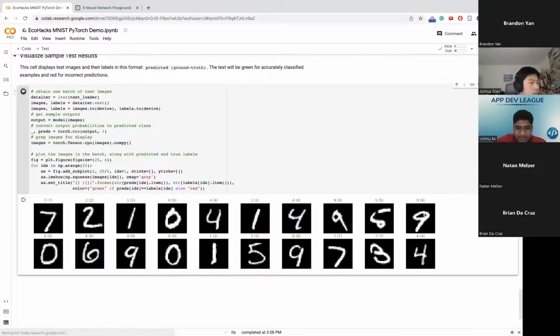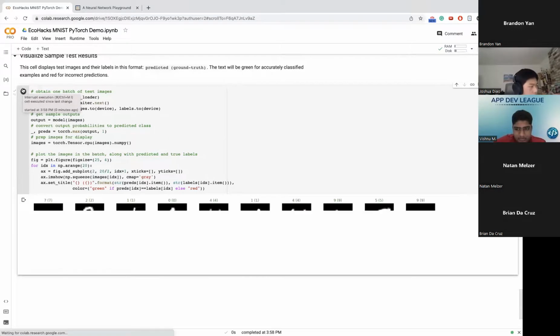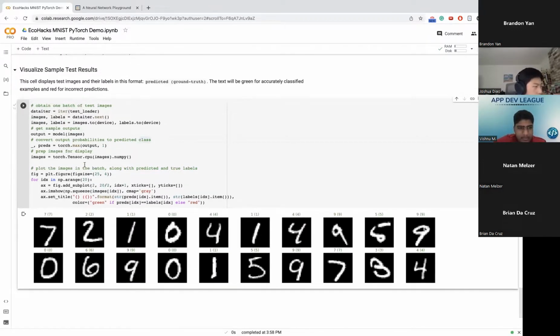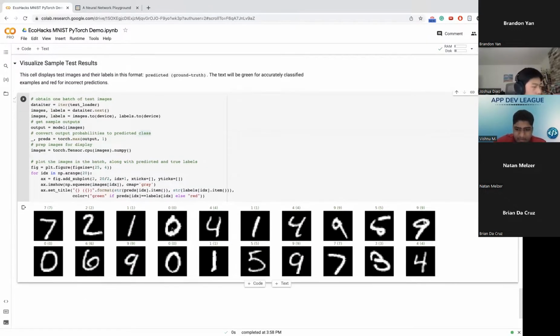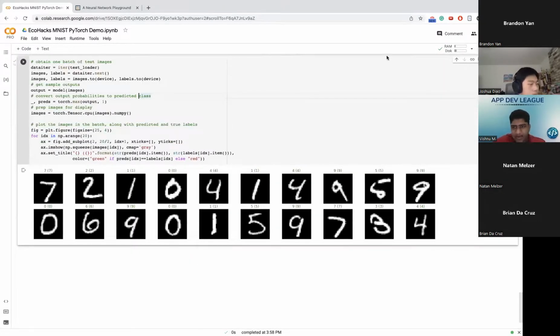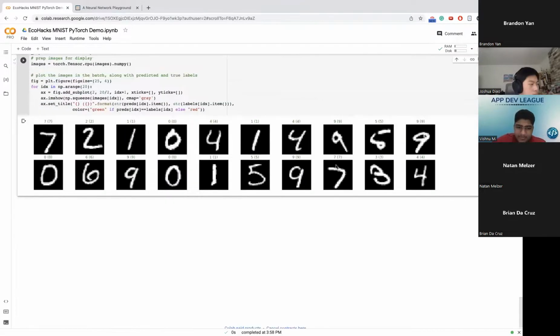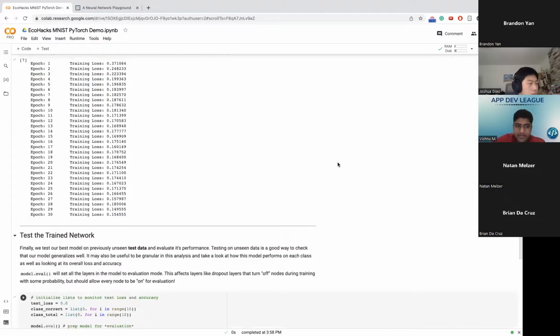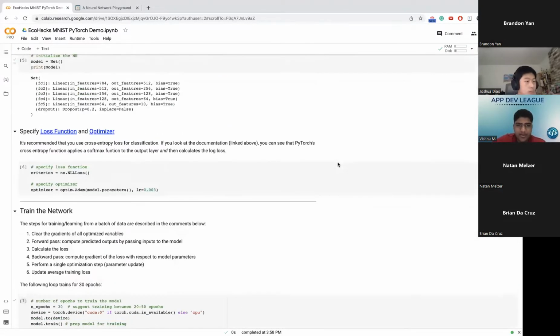Let me see if I can fetch one that doesn't. I think it's all the same, but yeah, if there was one that didn't work, it'd be red here. So yeah, that's pretty much it. Does anyone have any questions about this network?